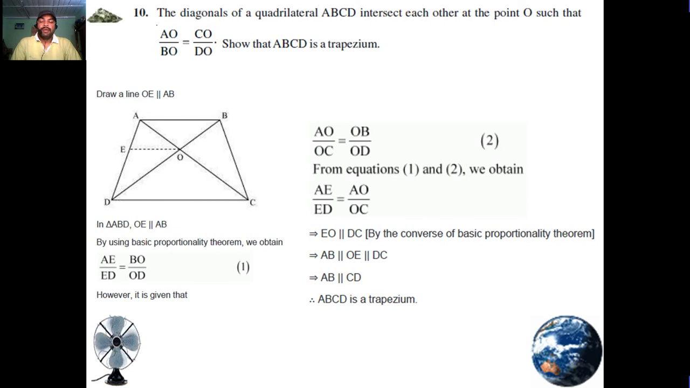However, it is given that AO upon OC is equal to OB upon OD, equation number 2. From first and second, we obtain AE upon ED equal to AO upon OC. EO is parallel to DC by the converse of basic proportionality theorem. So AB is parallel to OE is parallel to DC. So AB is parallel to CD. That is, ABCD is a trapezium.